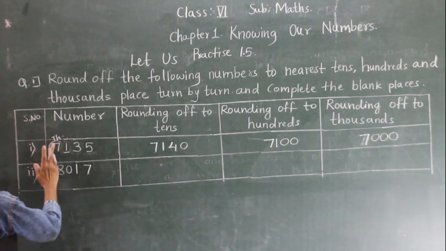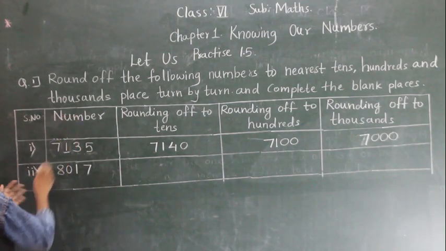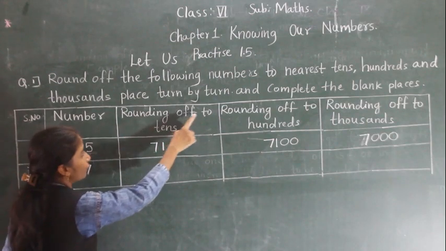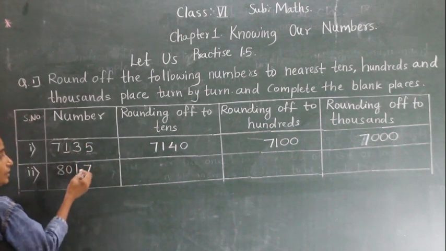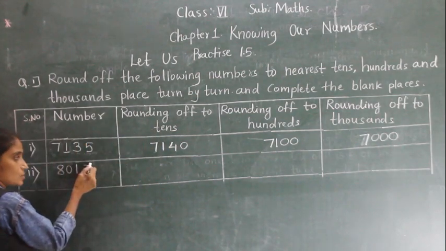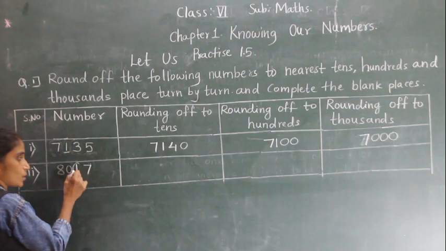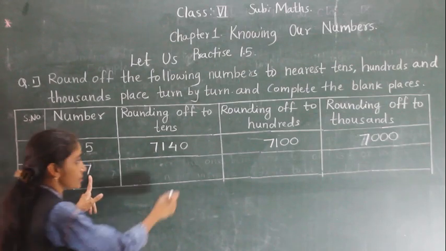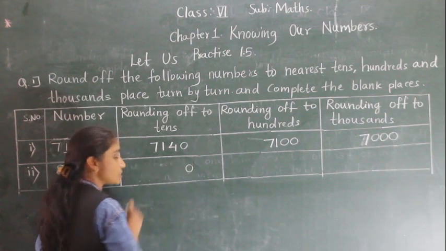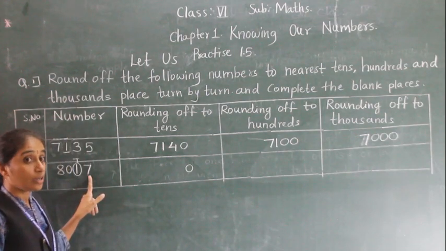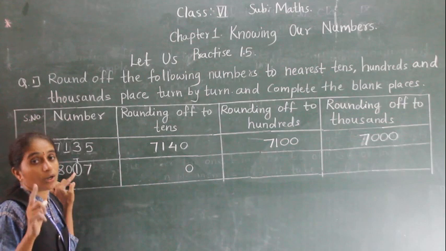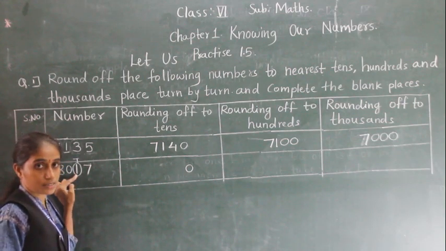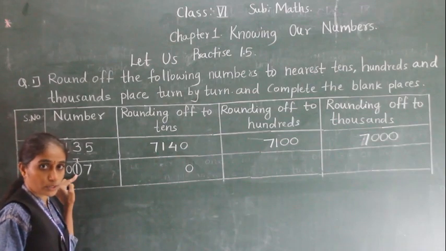Now next, sir, question number 2. Again, rounding off to tens. Tens means, see, this is the ones place, this is the tens place. So rounding off to tens. After that, give 0. Next rule, which digit are we going to round off? Tens place. Yes.